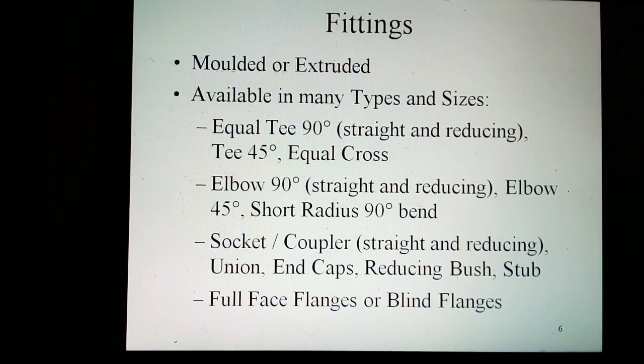Fittings are modern and come in many sizes. U 90 degree equal, straight and reducing tee, 45 degree, cross equal, elbow 90 degree, straight and reducing elbow 45 degree, short radius bend 90 degree, socket or outlet, straight and reducing union, bend, caps, reducing bush, and stem, full face and blanking flanges.